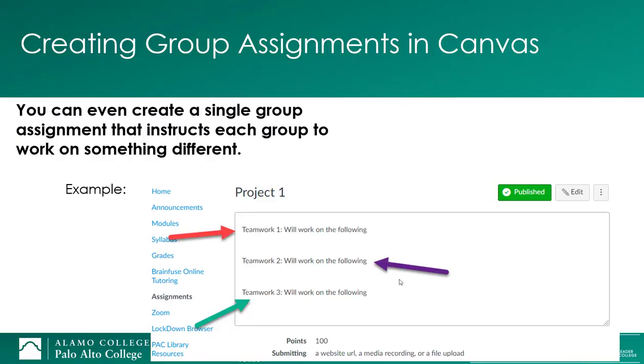And here's another awesome idea as well: you could even create a single group assignment that instructs each group to work on something different. So in that video, in the text box where I say this is where you want to put that information, you can easily put group 1 does this, group 2 does this, group 3 will do this, and group 4 will do this. And they all have their instructions in one location.